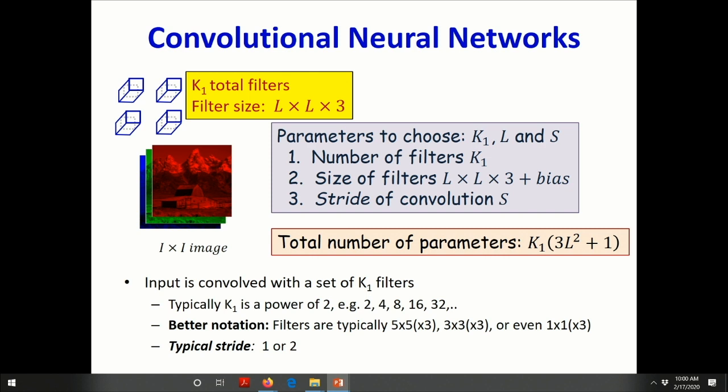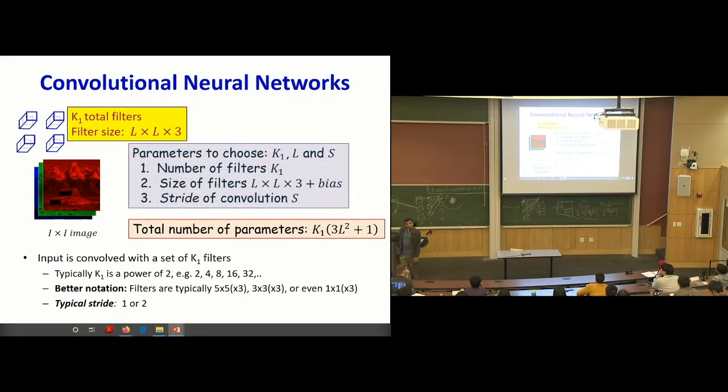And the total number of parameters is going to be, in this case, L squared, which is per color, times 3, plus the 1, which is the bias. And you have K1 of these filters. It's going to be K1 times 3L squared plus 1, right? So the stride is not a parameter you're choosing. Stride is not a parameter that's part of the model. The stride is a design choice, right?